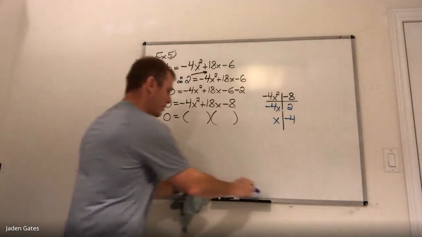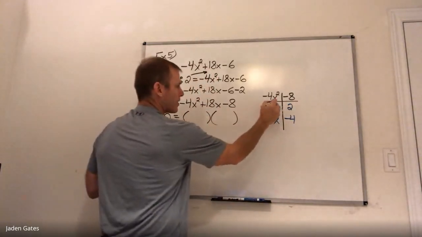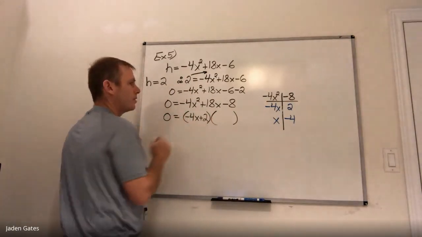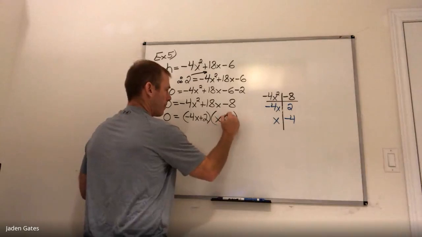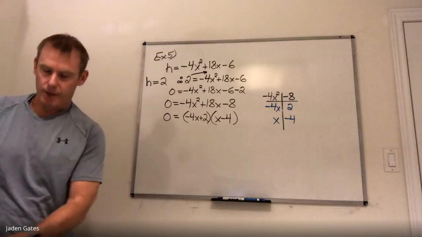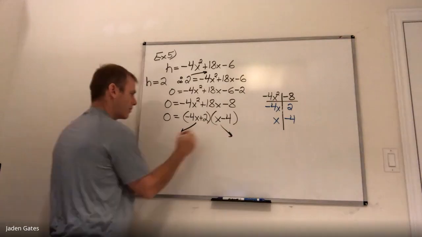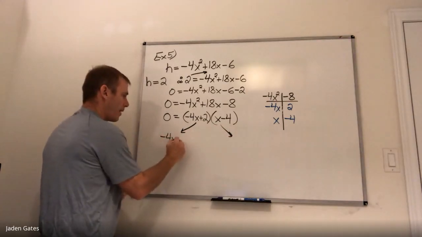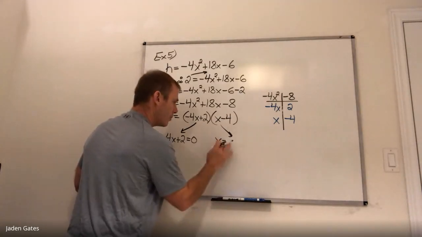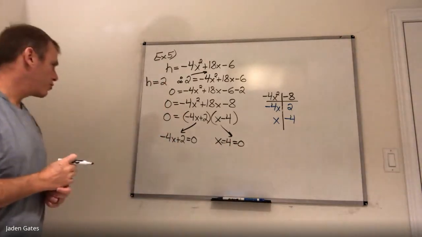So again, to write in the factors, we go across horizontally. One of my terms is negative 4x plus 2, and x minus 4. There's my 2 factors. Next step, solving each piece. So I have negative 4x plus 2 equals 0, and x minus 4 equals 0. All right, so I'm going to solve these 2 pieces.